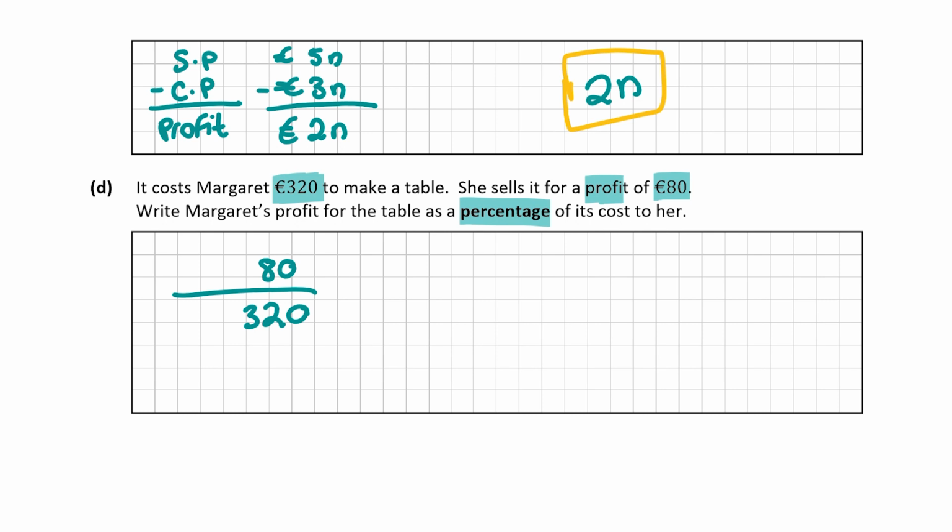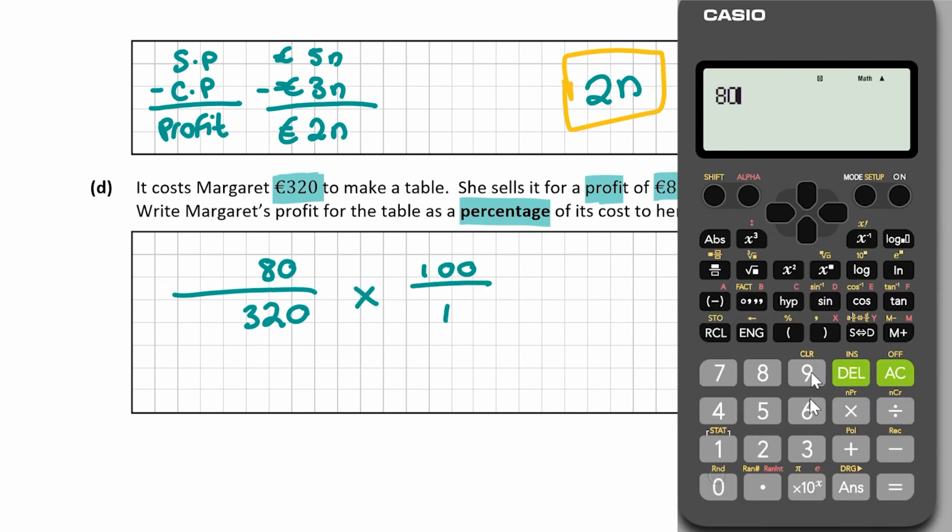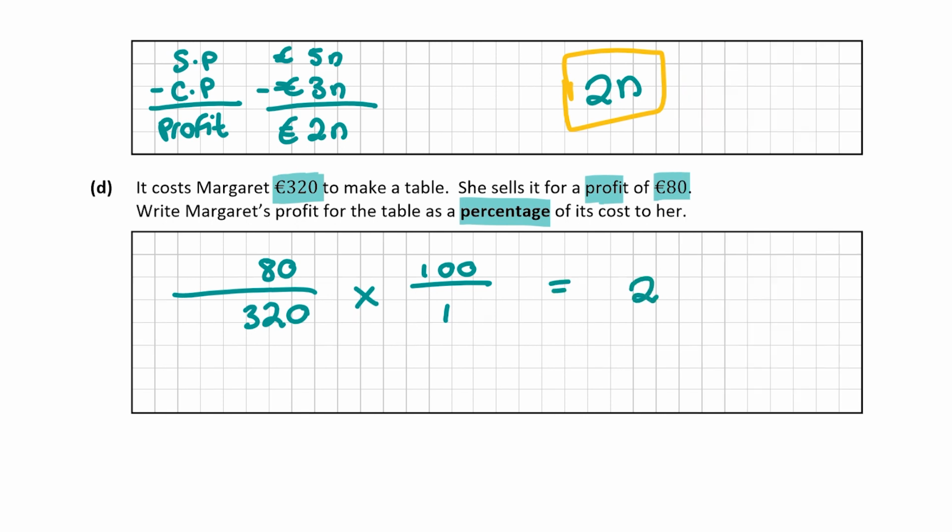I'm going to take out the euro signs here, just to make it simpler for myself. To make a fraction into a percentage, you multiply it by 100 over 1. So I'm going to say 80 divided by 320 multiplied by 100 over 1. You can put in the over 1 or you can just leave it as 100 because it's the same thing. And this is equal to 25%. So that's your answer there. So the profit as a percentage of the cost is 25. And for that question, you're going to get 5 marks. And for the first 3 questions, A, B, and C, altogether, they're worth 10 marks.